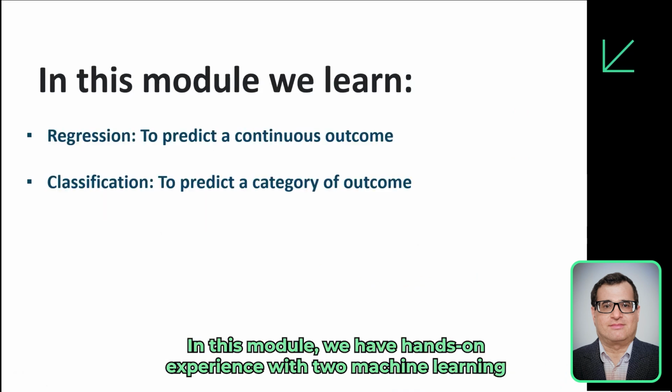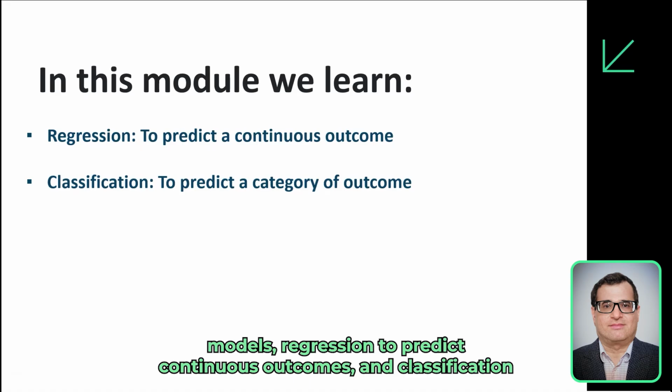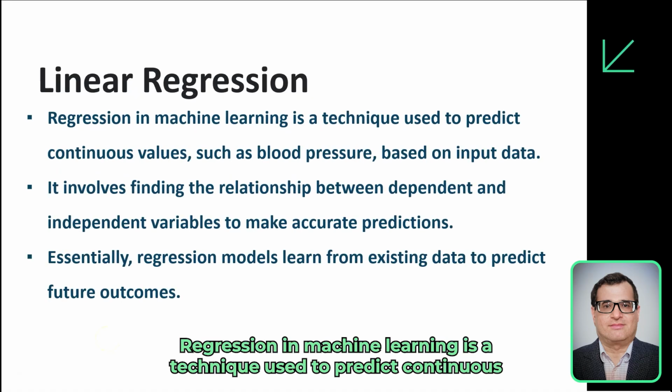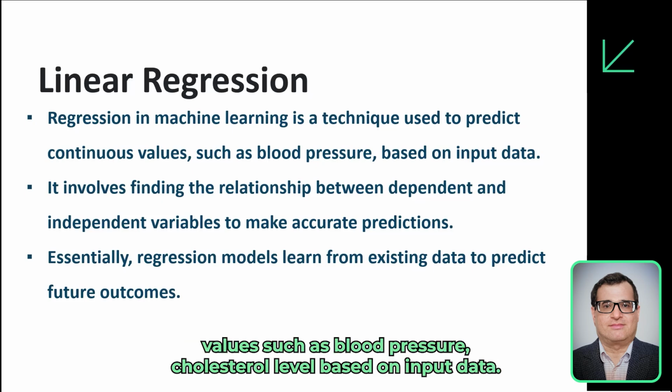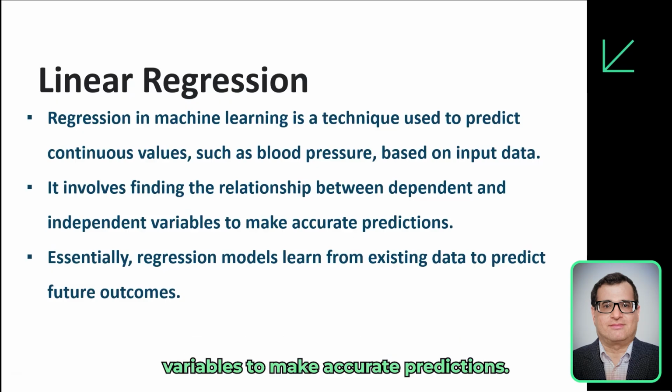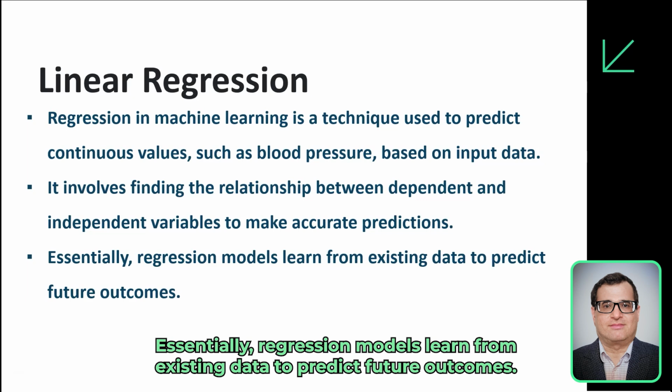In this module, we have hands-on experience with two machine learning models, regression to predict continuous outcomes, and classification to predict a category of outcome. Regression in machine learning is a technique used to predict continuous values, such as blood pressure or cholesterol level based on input data. It involves finding the relationship between dependent and independent variables to make accurate predictions. Essentially, regression models learn from existing data to predict future outcomes.